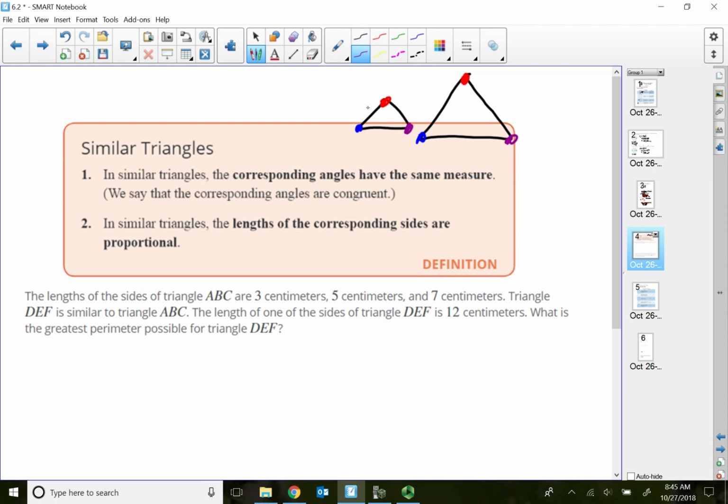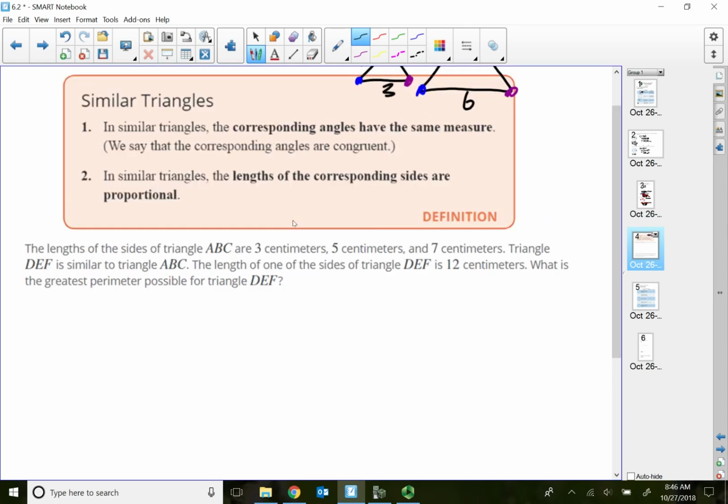So if I say these are the three lengths, 1, 2, 3, and I say these two triangles are similar and this one is twice as large, then this will be 2, 4, 6. This is what they mean by the lengths of the corresponding sides are proportional. That just means one is bigger than the other. So we can use the concept of proportion to help us find the missing side.